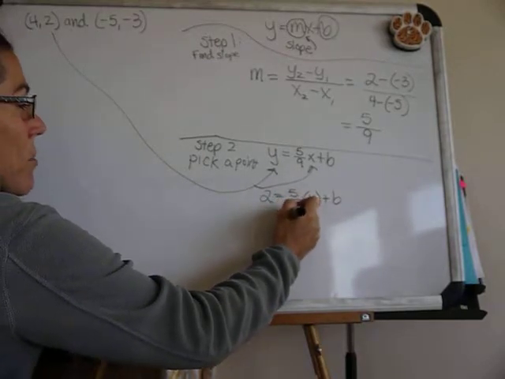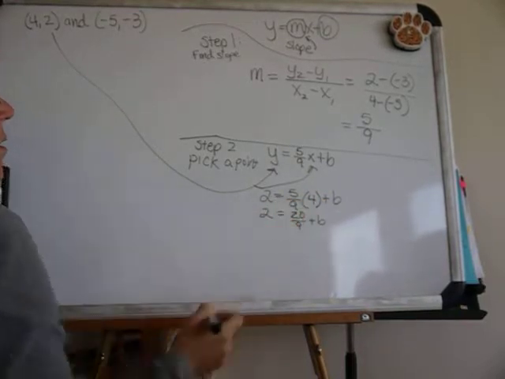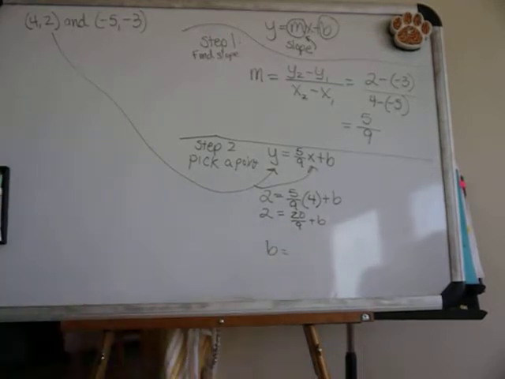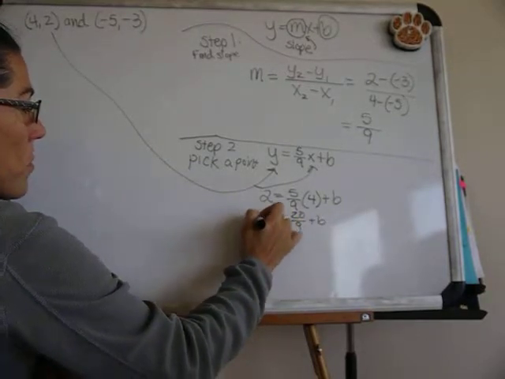So that's the same as what? 20/9 plus B. Usually I'll just leave it. Well, we need B. Our B needs to equal something, right? So we have to subtract 20/9 from both sides, right? Yeah. So 2 minus 20/9.